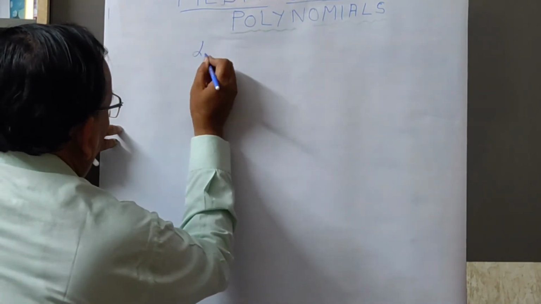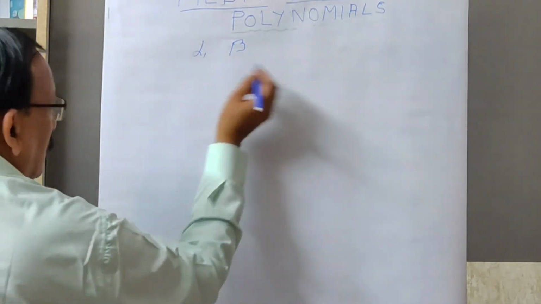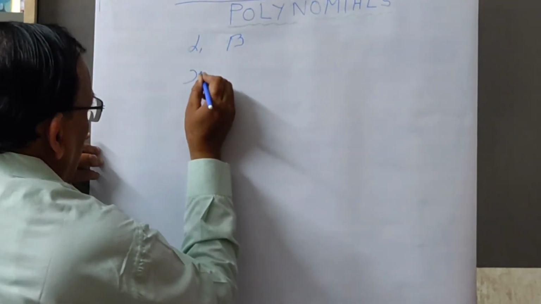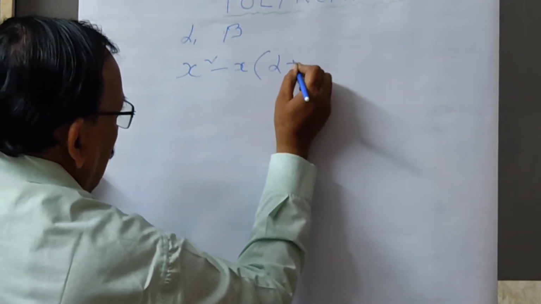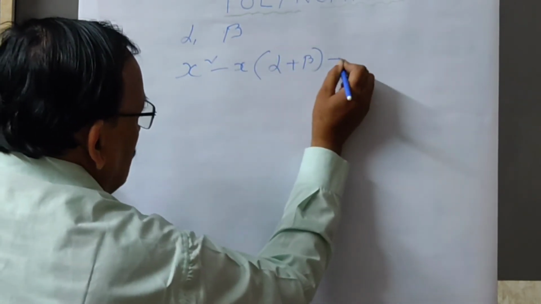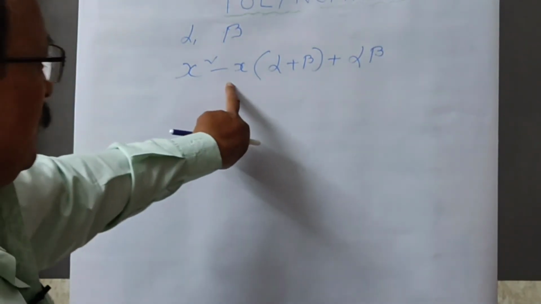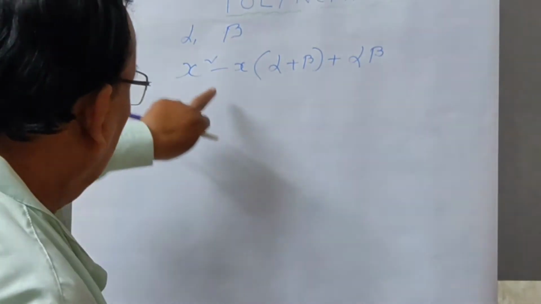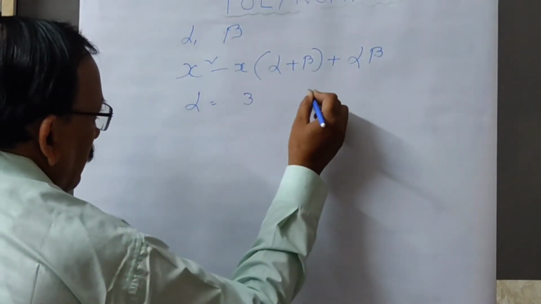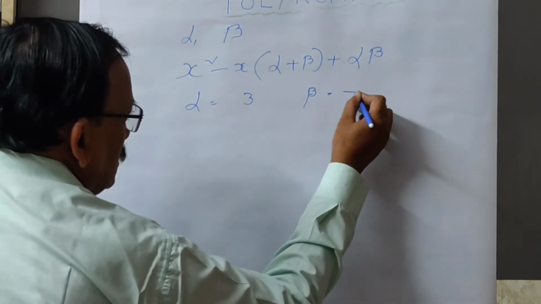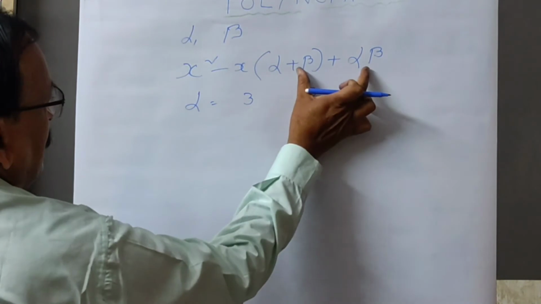If alpha and beta are the zeros of the given quadratic polynomial, the quadratic polynomial is x square minus x into alpha plus beta plus alpha beta. This is the formula to find the quadratic polynomial. See, suppose alpha is equal to 3, beta is equal to minus 2. Now implement this alpha and beta in this equation.